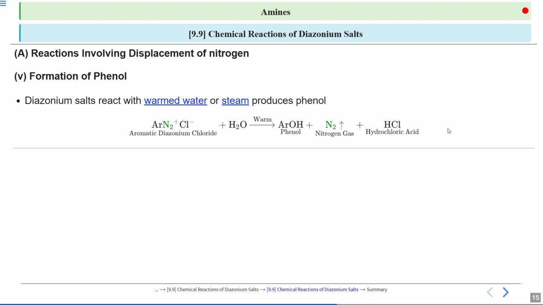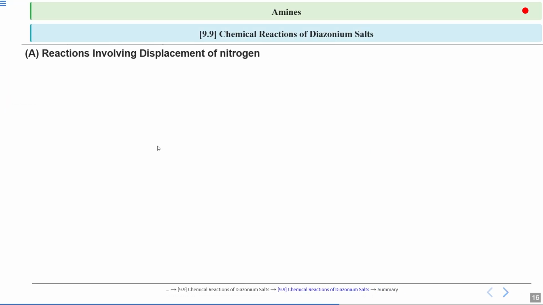So look at the specific reaction. Aromatic diazonium chloride, when it reacts with water when warmed, will produce phenol, nitrogen gas, and hydrochloric acid. So the N2 gas you will see is released over here. This is about the formation of phenol from aromatic diazonium chloride.